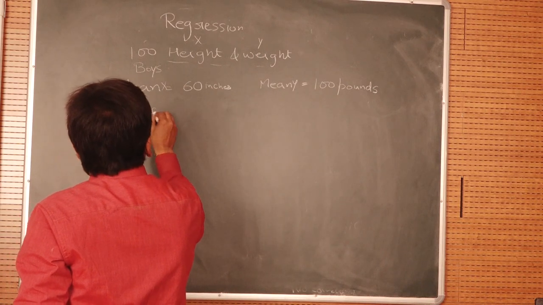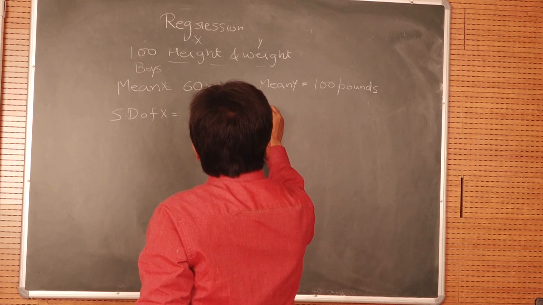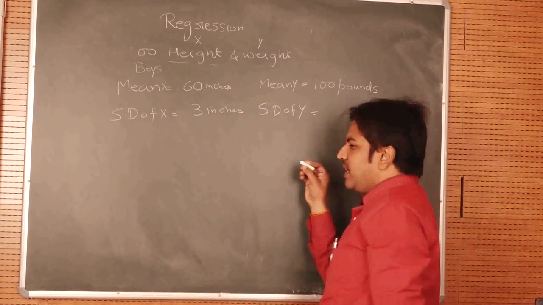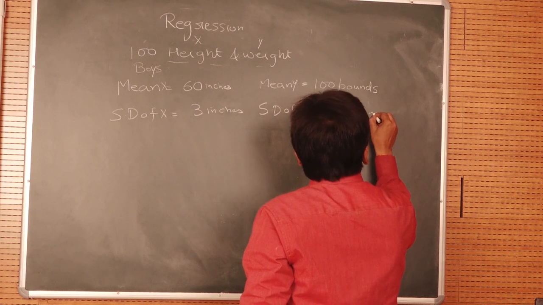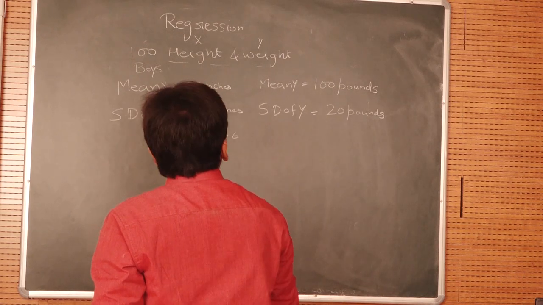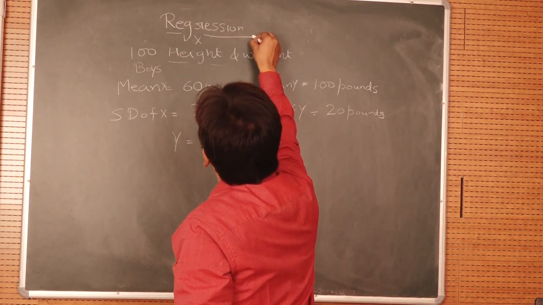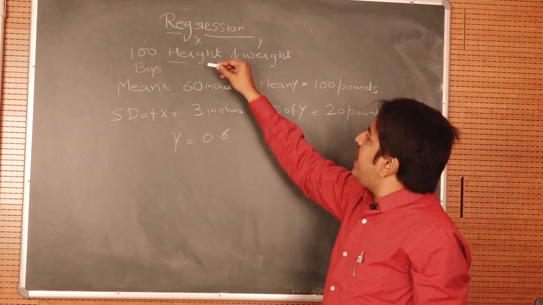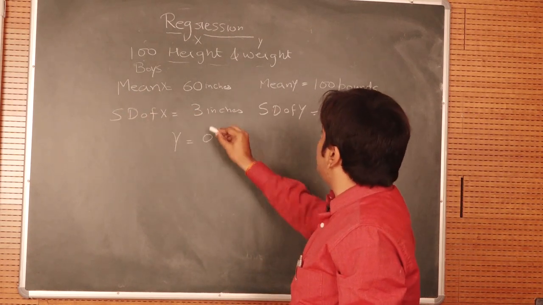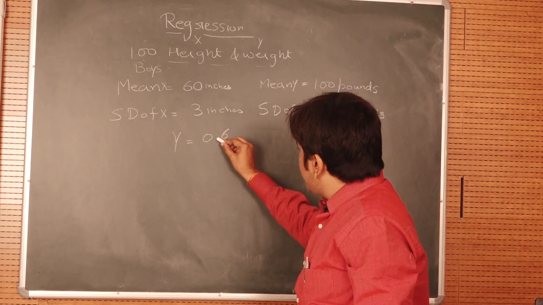The standard deviation of their height is 3 inches and the standard deviation of their weight is 20 pounds. Coefficient of correlation is 0.6. So here the question is asking you to find the regression of 100 boys who are studying in a college, with the average height of 60 inches and weight of 100 pounds, the standard deviation of height 3 inches and of weight 20 pounds. The coefficient of correlation is given as 0.6.